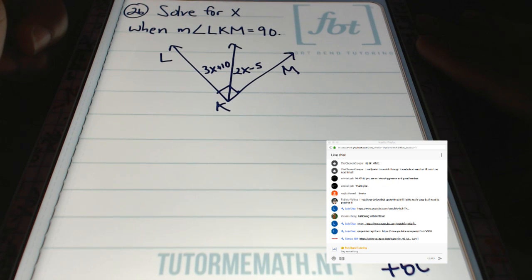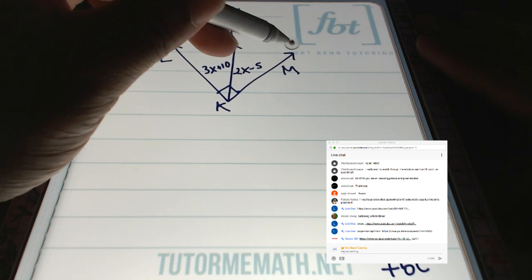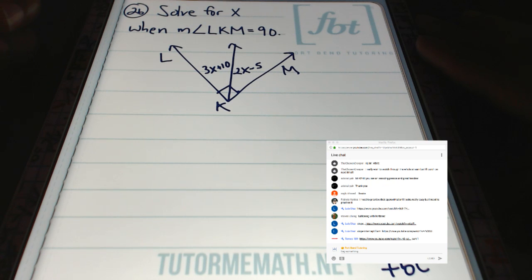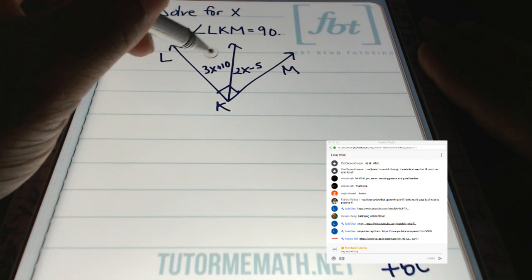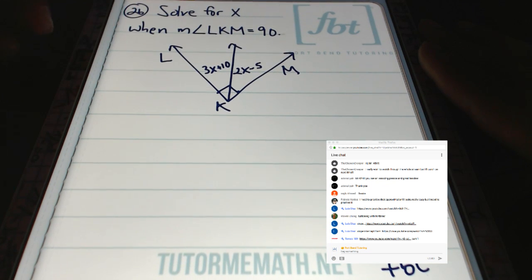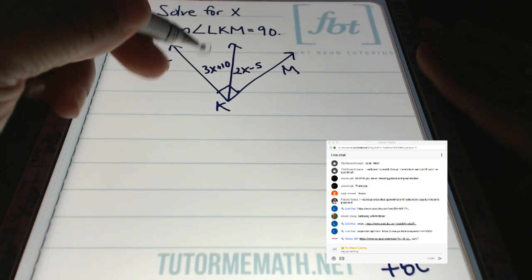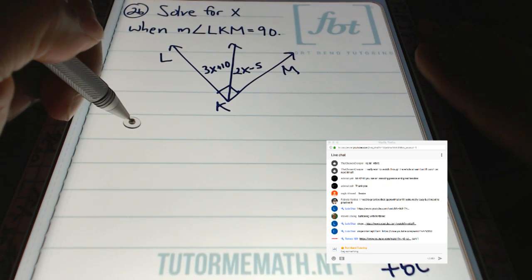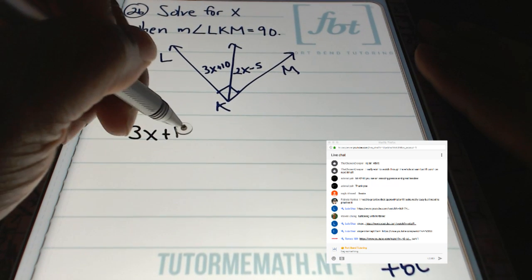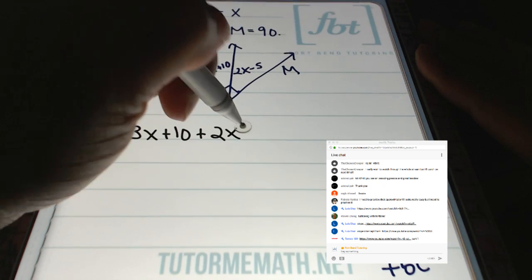So what we are looking at is 2 smaller angles that are complementary. Complementary angles add to 90 degrees. Because we know that these 2 angles add to 90 degrees, we can create an equation to solve for x, because the sum of these 2 angles must equal the value of the larger angle, which is 90 degrees. So set your equation up as 3x plus 10 plus 2x minus 5.